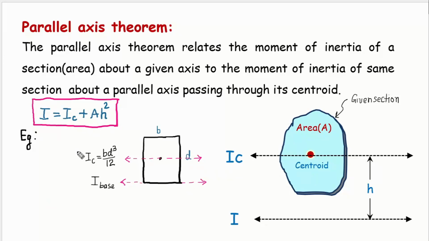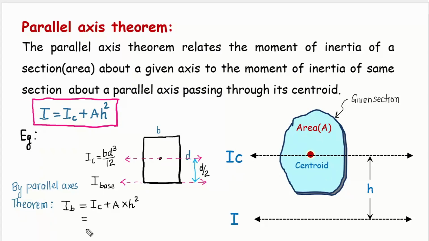So if I use the parallel axis theorem, I can say the moment of inertia about this axis, that is I base, will be equal to the moment of inertia about the parallel axis passing through the centroid, that is IC, plus the area of the rectangle, that is A, times the square of the distance between the two parallel axes, that is h square. Friends, if you see here, this distance between the parallel axes we can find from the geometry itself. This dimension is D, that is depth, so this will be D by 2. Okay. Now let's substitute it over here.